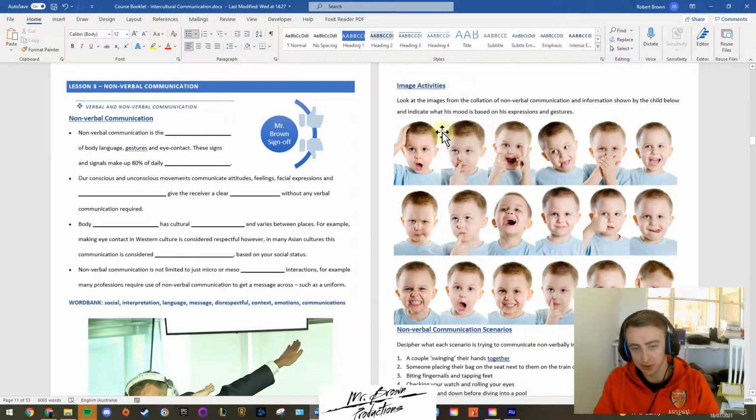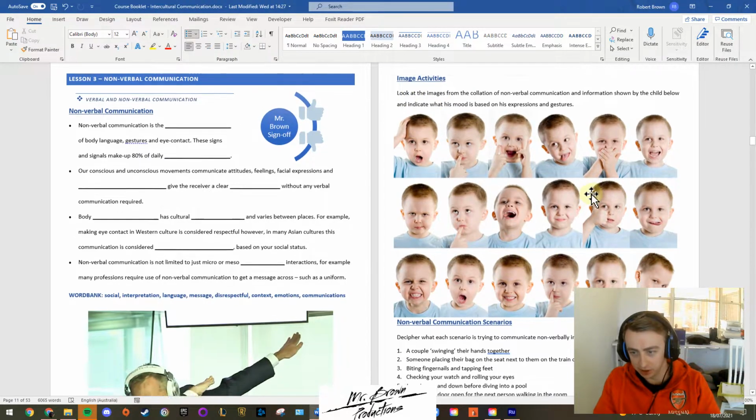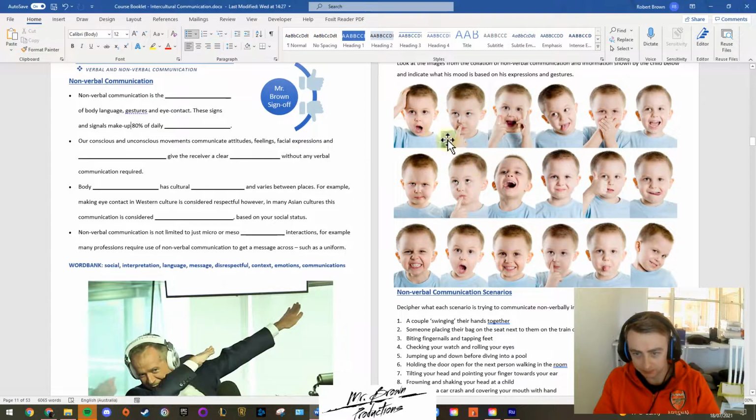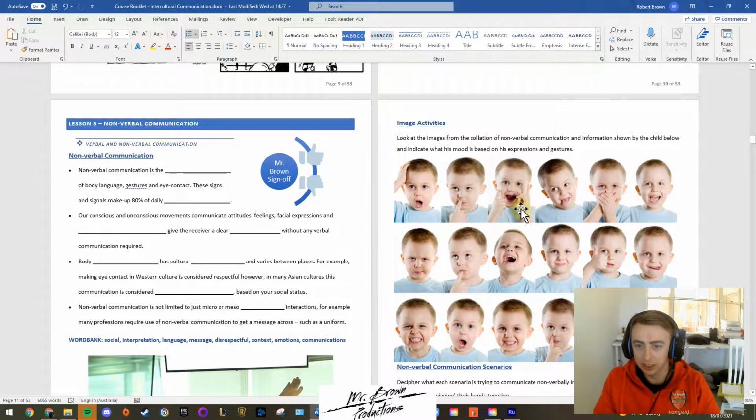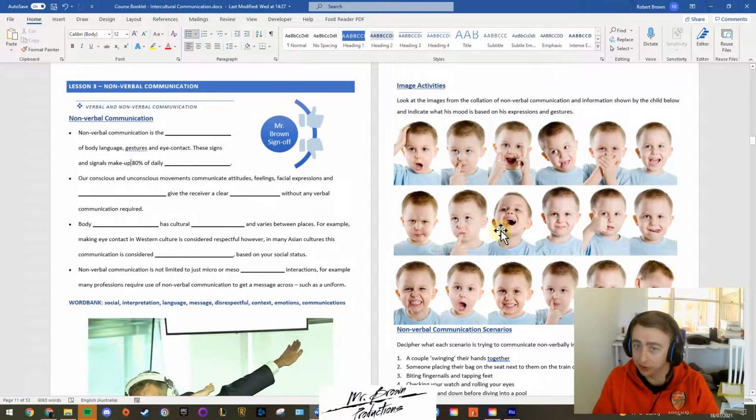First activity I want you to do is look at this image of a kid. There's 18 different facial expressions here. What I want you to do is notice the collation of non-verbal communication he's given. Usually that's expressed by his mood, facial expression, and gestures. What I want you to do is just below on each of them, so there's 18 of them here, I want you to write in one word the mood that this child is expressing based off his gestures and expression. So what mood is that?